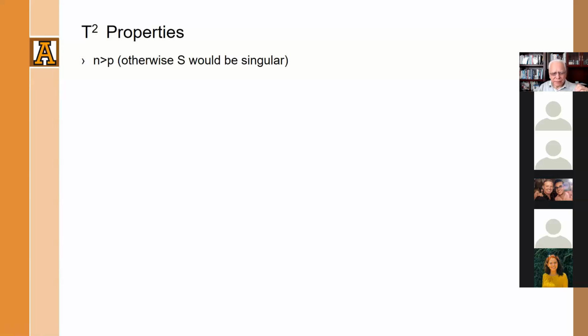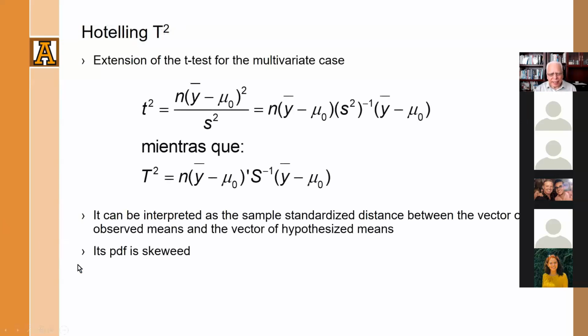I have a question. Yes. What do you mean when you say standardized distance? Because if it was just the distance, you would just take the distance between two vectors. You standardize it because you multiply by the inverse of the variance-covariance matrix. When you do this, you're standardizing the distance.